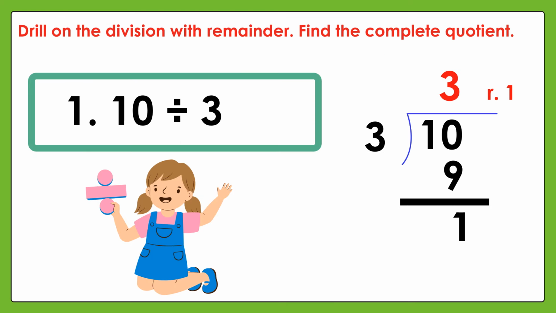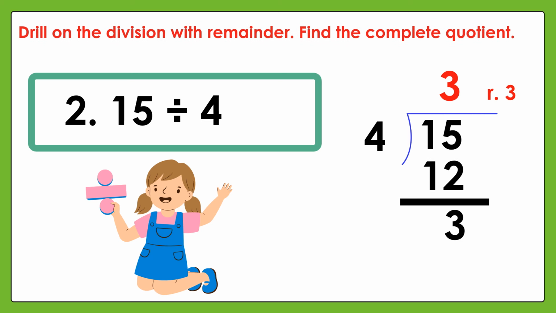Let's have a drill on the division with remainder. Find the complete quotient. Number 1, 10 divided by 3. The answer is 3 with remainder 1. Number 2, 15 divided by 4. The answer is 3 with remainder 3.